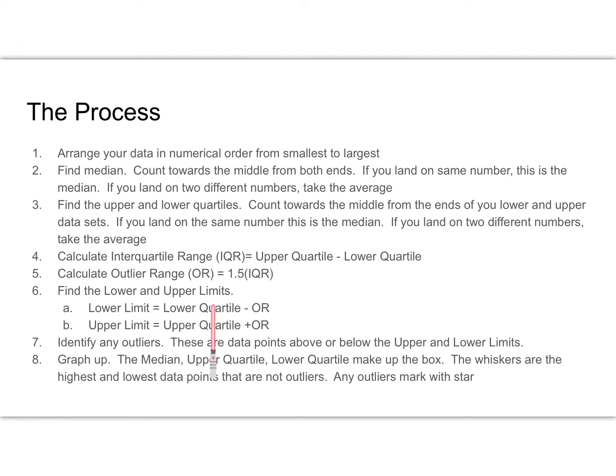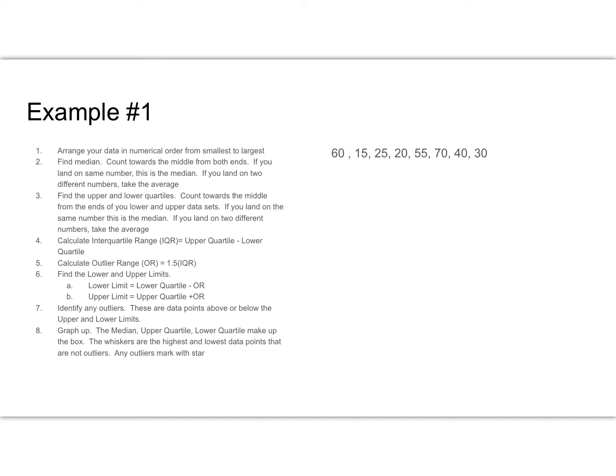Then we find the lower and upper limits to determine where our outliers are going to start. Then we identify our outliers, which are any points that are below the lower limit or above the upper limit. And then we graph it. So again, there's a lot here, and I suggest you jot this down. It should be in our slides later on, but it's a good idea to have these in your notes. If you're ready, let's move on. If you're not, pause the video, and when you're done, hit play to move on.